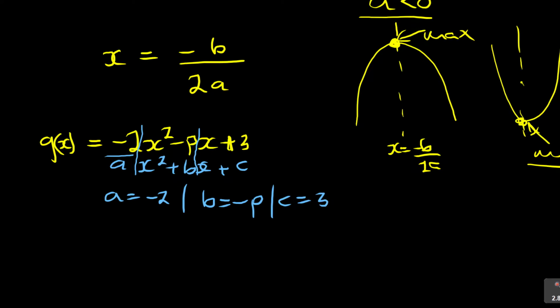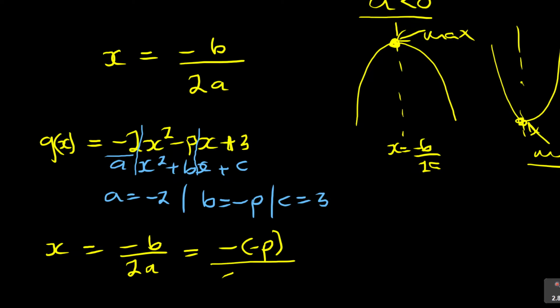Therefore, x is equal to -b/2a, when they say maximum or minimum, that's what you must think of. That is equal to minus, where b is negative p, over 2 times a, which is negative 2. That is p over 2 times negative 2, which is negative 4. But you can write it as negative p over 4. That is the value of x.